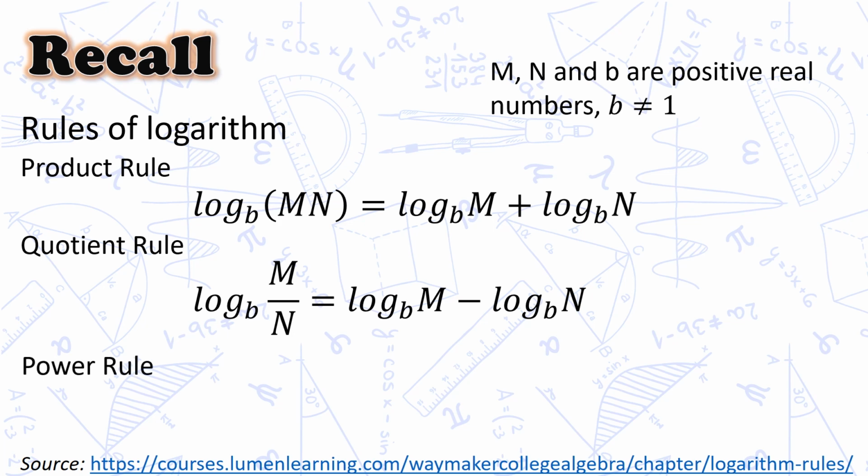Then we have the power rule. We have the logarithm of m raised to n to the base b is equal to n times the logarithm of m to the base b.